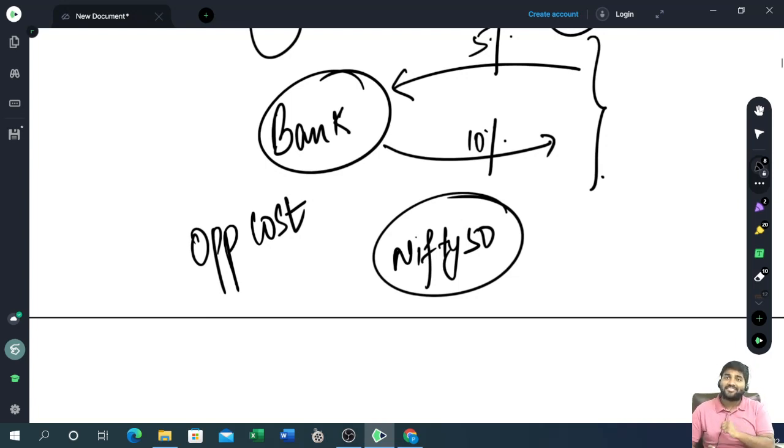If you see interest, it is a cost thing from an economics point of view. The landowners, they get rent. Labor, they get wages. Entrepreneur gets profit. And the capital owner gets interest.